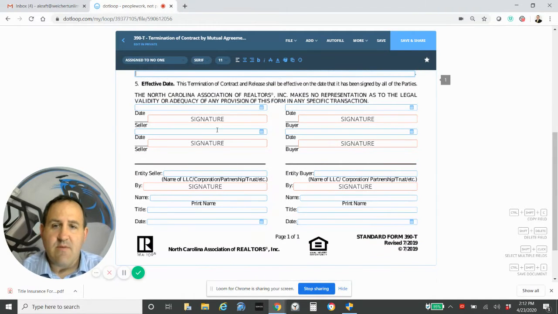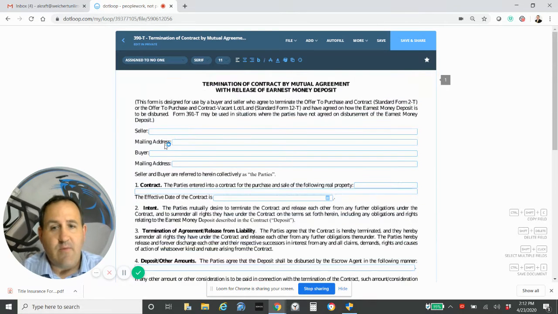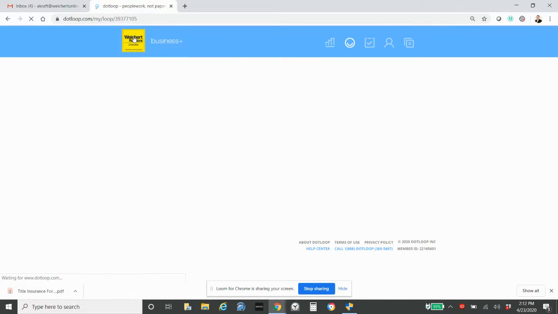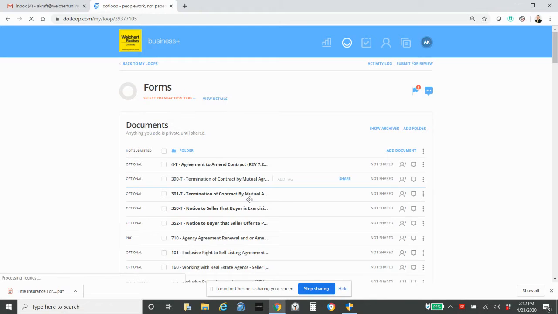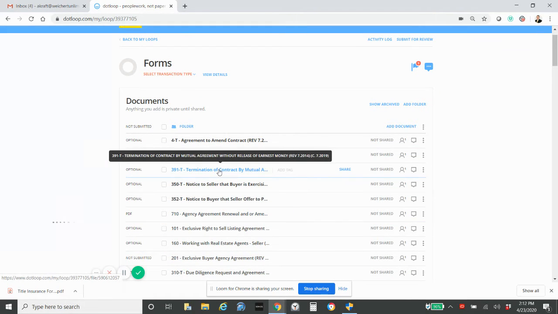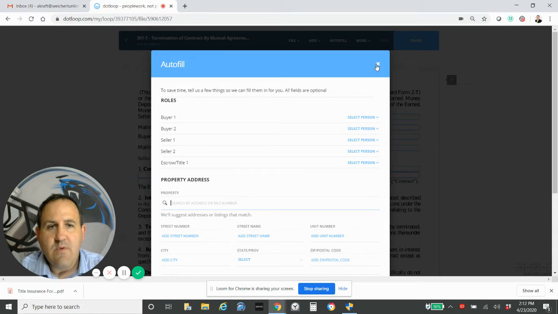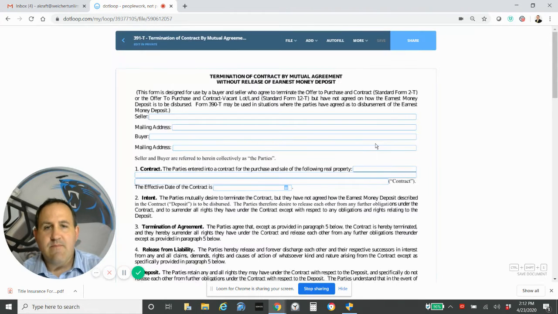All right, and then simply buyer and seller sign. If it's an entity, then they sign there. So that form is pretty easy. Okay, but like we were saying, what if they don't agree on the earnest money? Well, if they don't agree on the earnest money, they are agreeing to terminate, then we would sign 391-T. Pull this one up here. Here we go. 391-T, which is the termination of contract by mutual agreement without the release of earnest money.